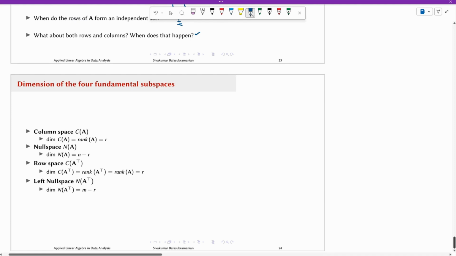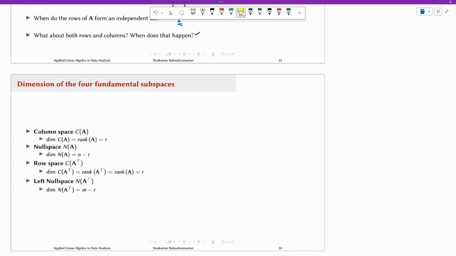Okay. Now we come to the last topic in this module, which is essentially, well, we said there are 4 fundamental subspaces associated with each matrix. And with subspaces, we can associate the idea of a dimension. What is the dimension of a subspace? Yes, the number of vectors in the basis set for that subspace. Right? Okay, good.